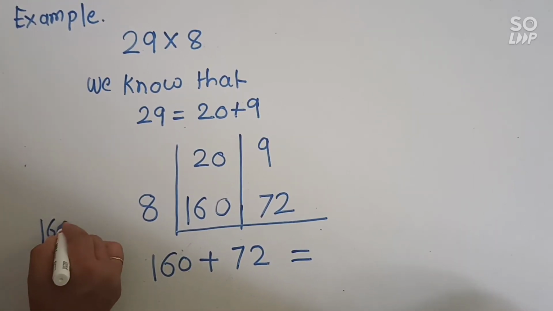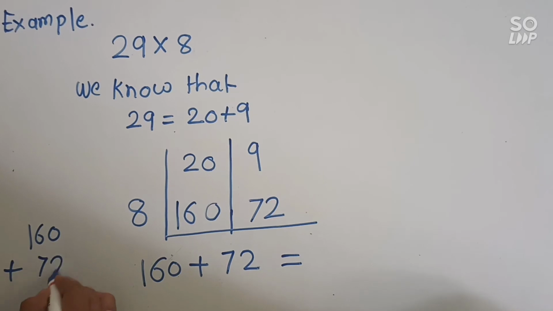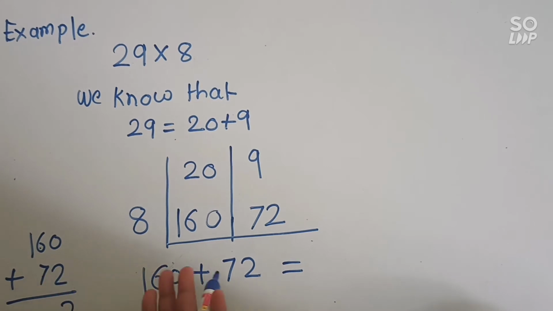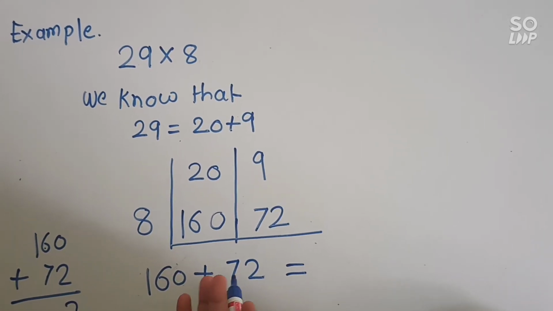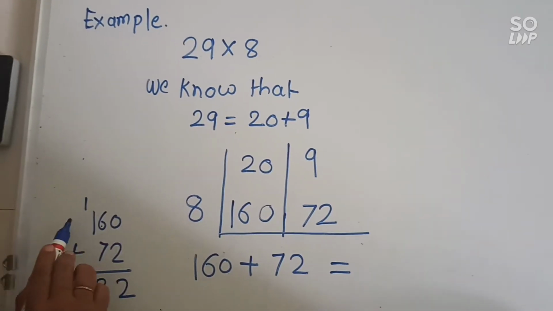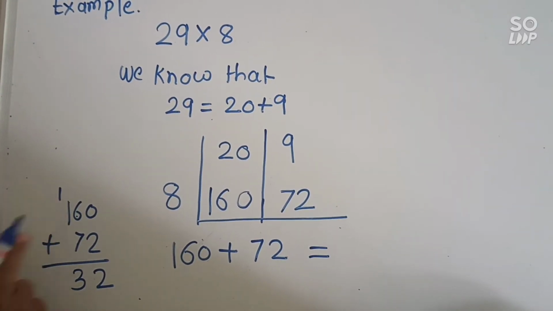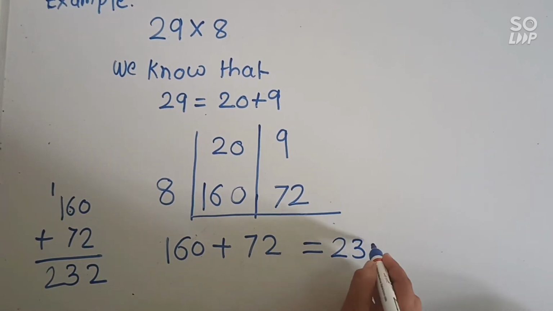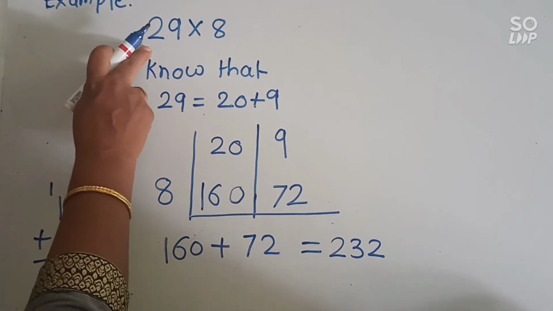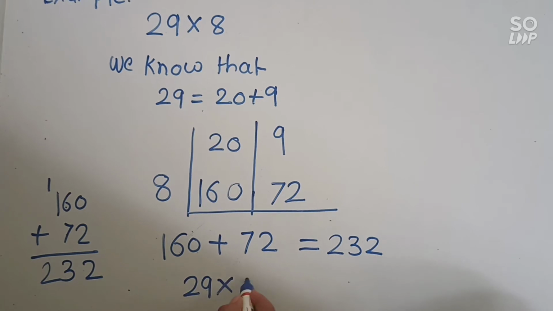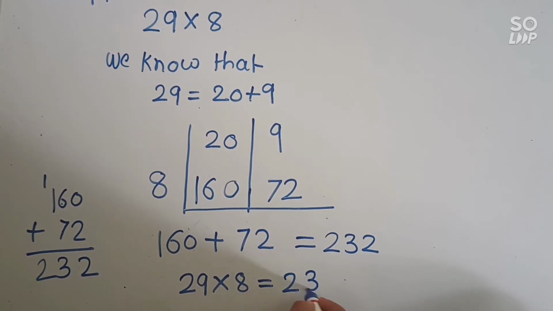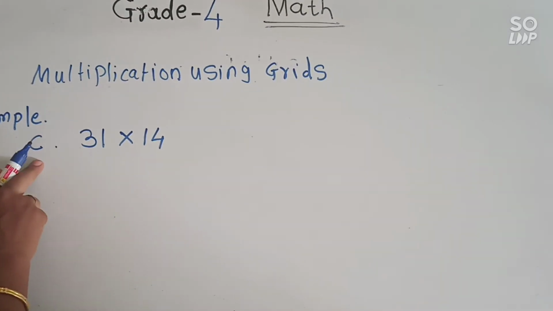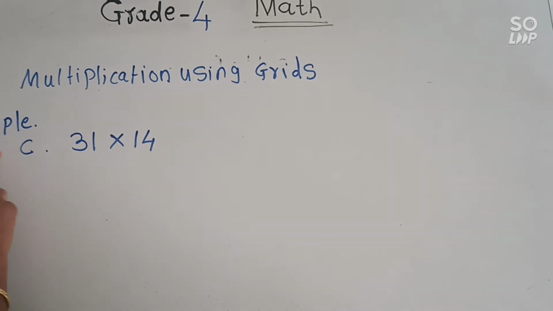Look here, do this addition in the rough page. Okay, 1's place 0 plus 2 is 2, 6 plus 7 is 13, so 3 here, 1 carry over, and 100 plus 1 plus 1 is 2. So 160 plus 72 is equal to 232. Okay, means 29 multiplied by 8 is equal to 232.